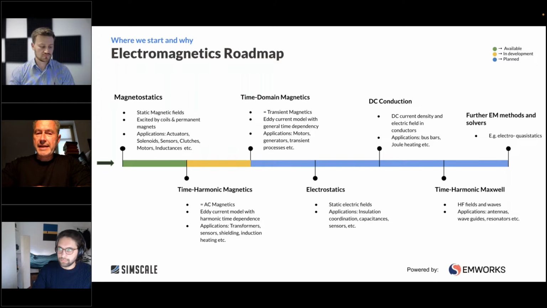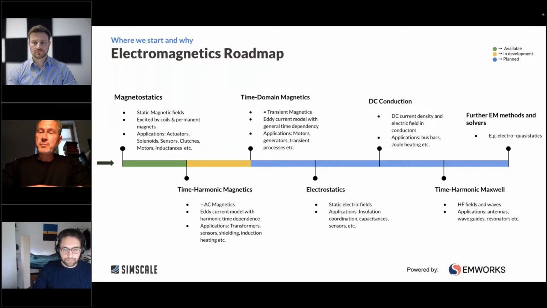Currently, we are developing the next level, which will be the time harmonic magnetics, sometimes also known as AC magnetics, and also known as eddy current model. So what is solved is the so-called eddy current model, which is a simplification of Maxwell equations, which describes magnetic effects that are time dependent, where the induction effect is an important effect. Typical applications are transformers, sensors, shielding, induction heating, and many further.